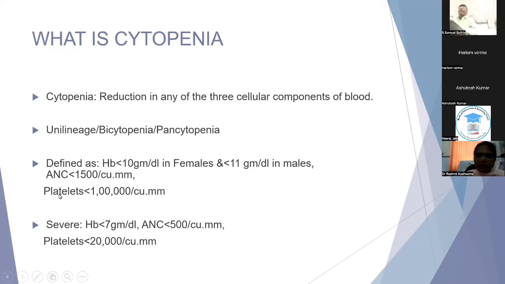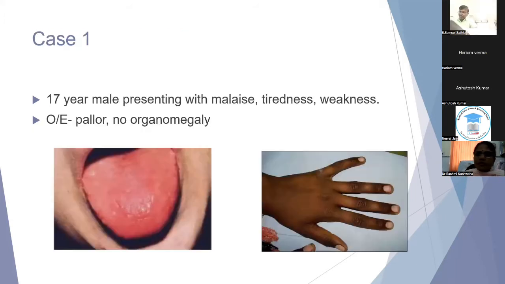So this is just the definition. Hemoglobin of less than 10 gram per deciliter in females and less than 11 gram per deciliter in males, with absolute neutrophil count of less than 1,500 cells per cubic millimeter and platelet count of less than 1 lakh per cubic millimeter to classify a case to have a cytopenia.